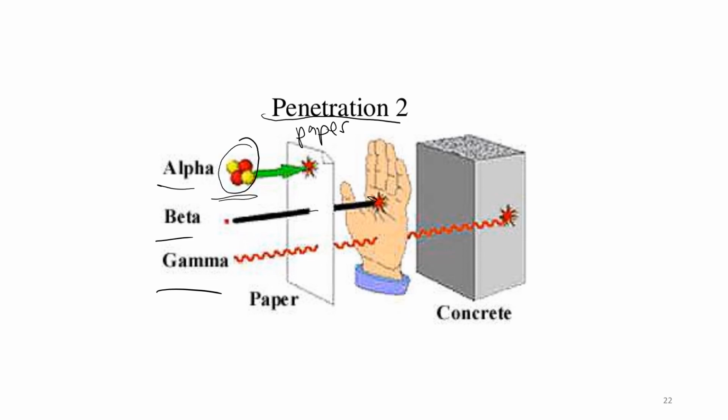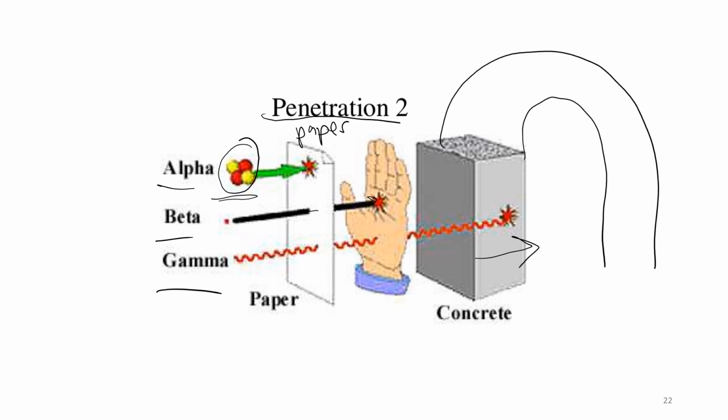Versus gamma, which again, it's not a particle, can go right on through paper, right on through your skin, but you can block it with concrete, depending on how thick it is. So that's, again, if you think about a nuclear power plant, they build these concrete walls, this big dome that would go over it with your nuclear reactor on the inside to protect that radiation from being able to come out.